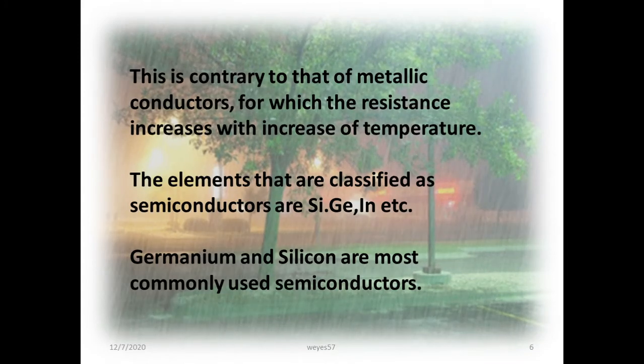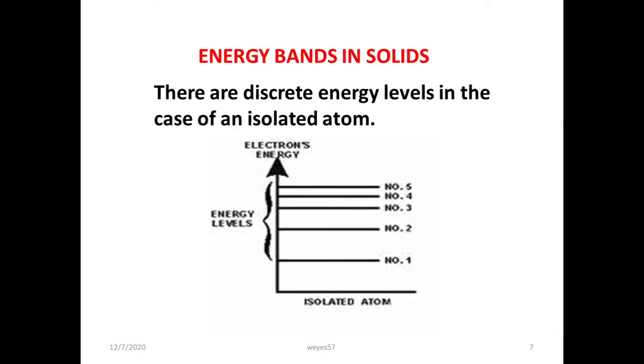The elemental semiconductors are silicon and germanium. Germanium and silicon are the most commonly used semiconductors. If you go for the energy bands in solids, for a single atom the energy levels are discrete, that is 1, 2, 3, 4 and so on.